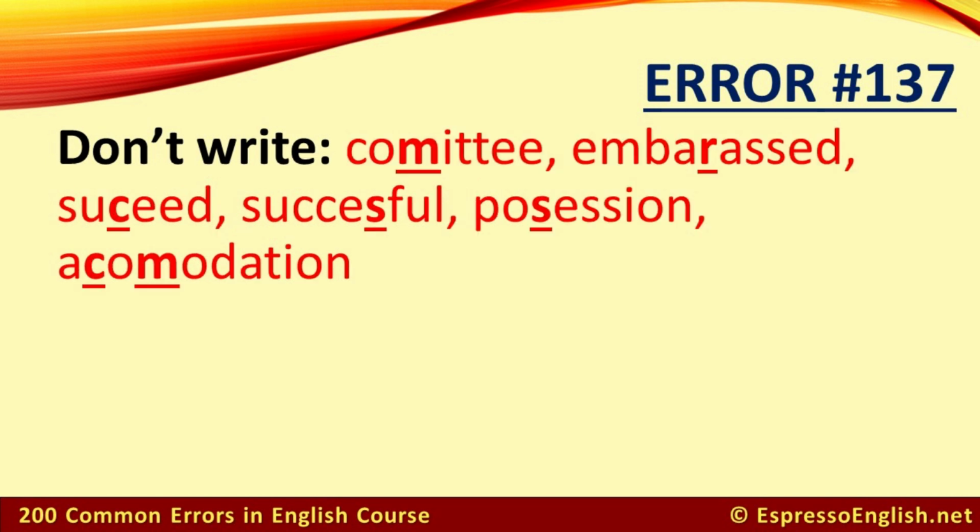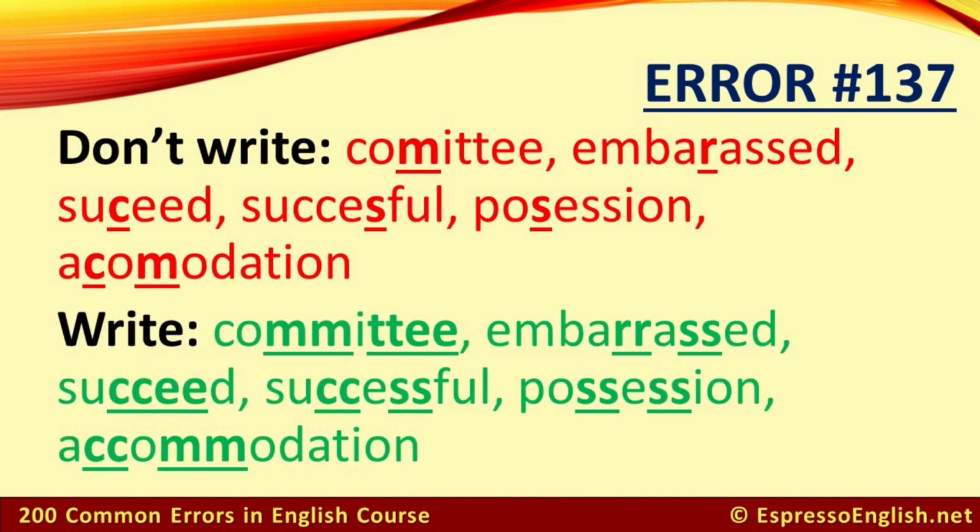Error number 137. Some English words have multiple pairs of double letters, and English learners and native speakers often forget one of the letters. Here are some of the most common. Committee has two M's, two T's, and two E's. Embarrassed has two R's and two S's. Succeed has two C's and two E's. Successful has two C's, one E, and two S's. Possession has two sets of double S's. Accommodation has two C's and two M's.